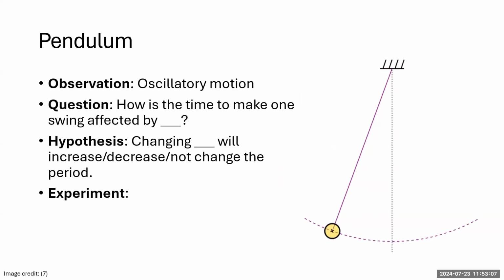All right, so just a quick recap of what we have so far. This is what we've done to apply the scientific method. The first thing was that we observed oscillatory motion. And next, we asked a question. How is the time to make one swing, or the period, affected by, and then fill in the blank with whatever variable that you chose? And then we made a hypothesis. We suppose that changing that variable will, and then insert what you think. Will it increase? Will it decrease? Or will it not change the period?